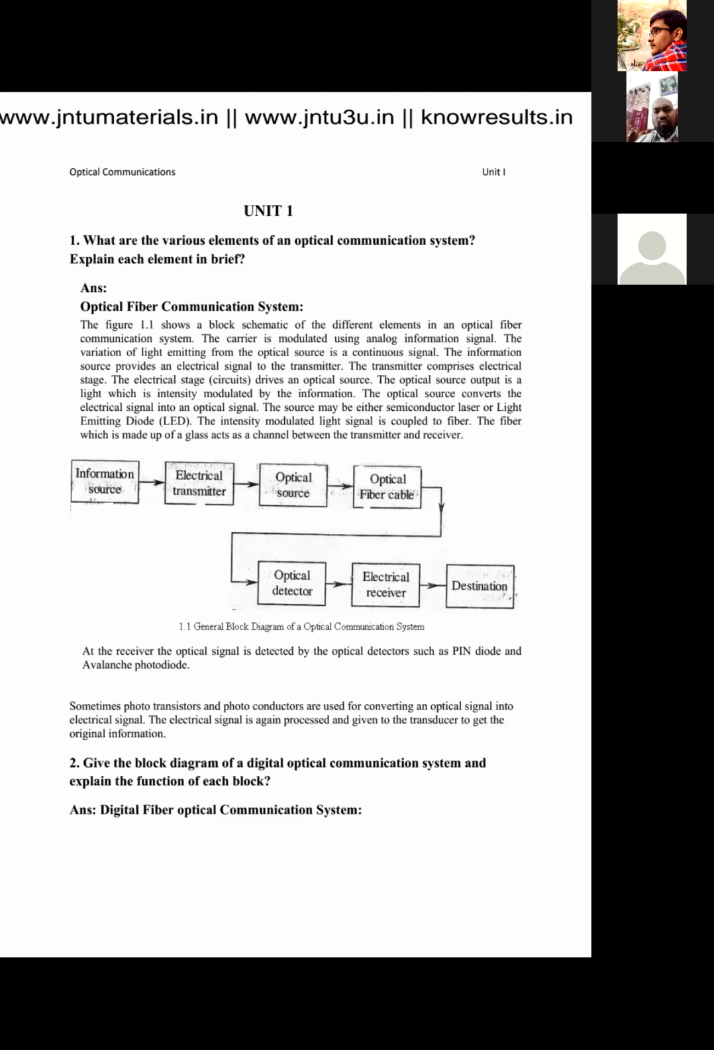Likewise, now I would like to explain the block diagram of an optical communication system. First, what I require is an information source. This source is used to send a signal to the transmitter, and the source will provide an electrical signal. I repeat, the information source will provide an electrical signal to the electrical transmitter.